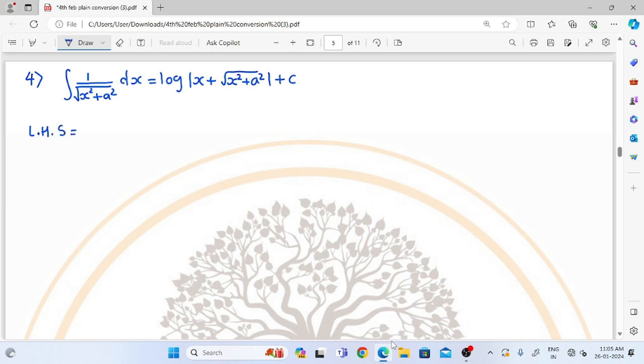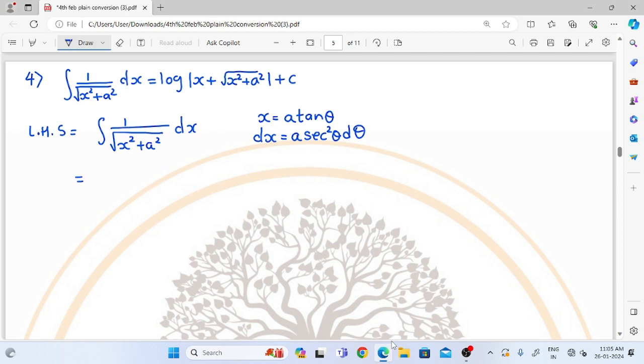So LHS is nothing but integration of 1 upon square root of x square plus a square into dx. Okay. So again here also the same thing we will do. Instead of x we will take x is equal to a tan theta. So dx is nothing but a sec square theta d theta. Now we will substitute this thing here.